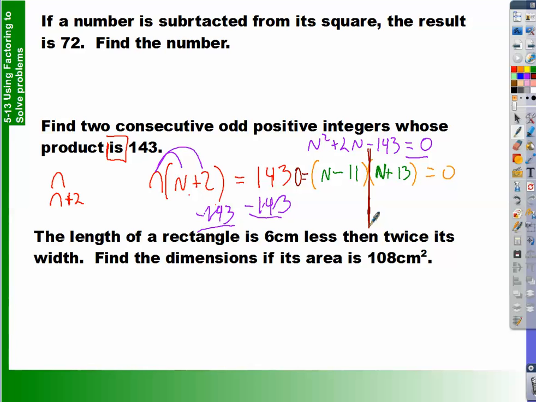All right. So what's going to go right here? Yes, ma'am? Plus 11. Positive 11. So n equals 11 on this side. What does n equal on this side? Kira? Minus 13. So we have two answers.